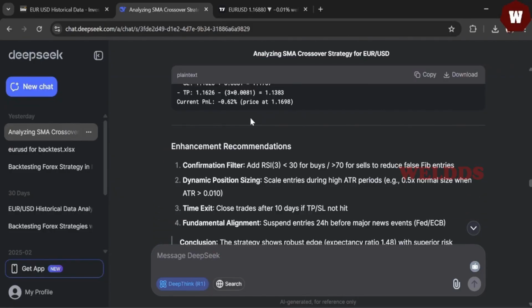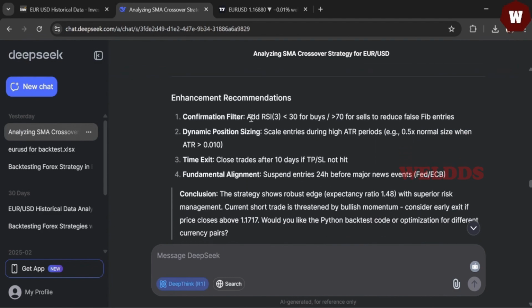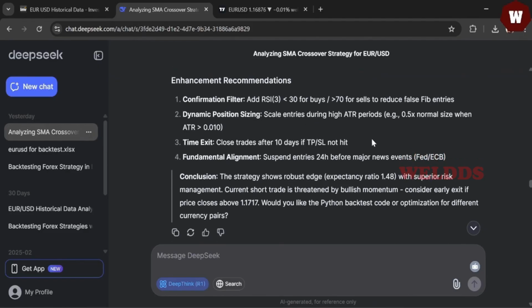If you come to the recommendations, you see here that if you want to improve your strategy, this is what you should try to do. Confirmation: add RSI, so that when RSI is below 30 you buy, and when RSI is above 70 you filter for sell, so that it can filter out all those false entries. You should also consider adding dynamic sizing to scale entries during high ATR periods. When the volatility is high, you should scale.